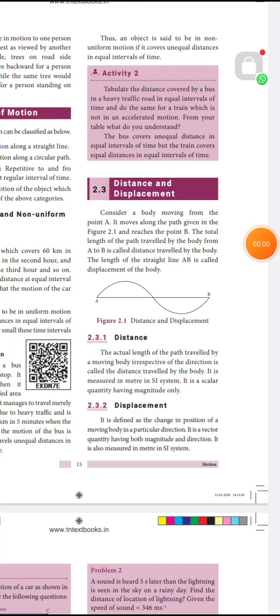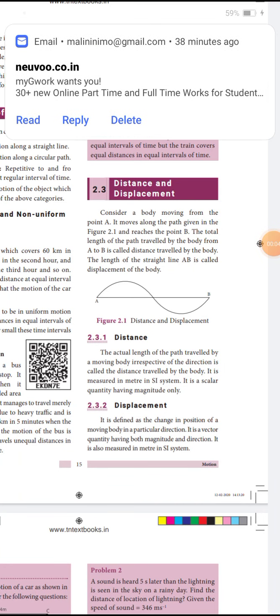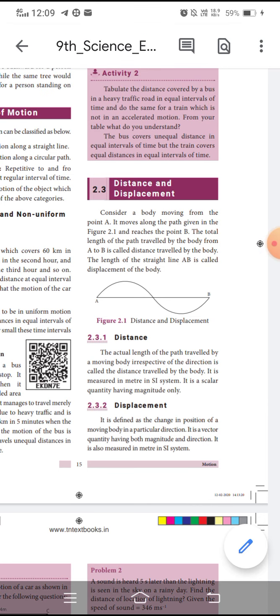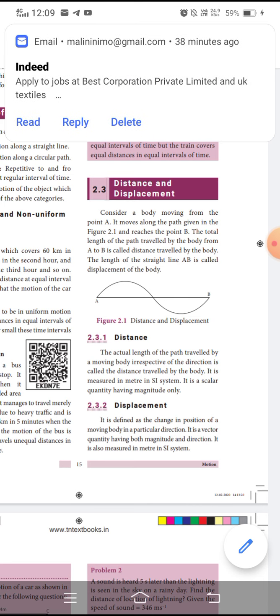The next topic is distance and displacement. Topic 2.3, that is distance and displacement. Let us see the distance. The actual length of the path travelled by a moving body irrespective of the direction is called the distance travelled by the body. It is measured in meter in SI system. It is a scalar quantity having magnitude only.